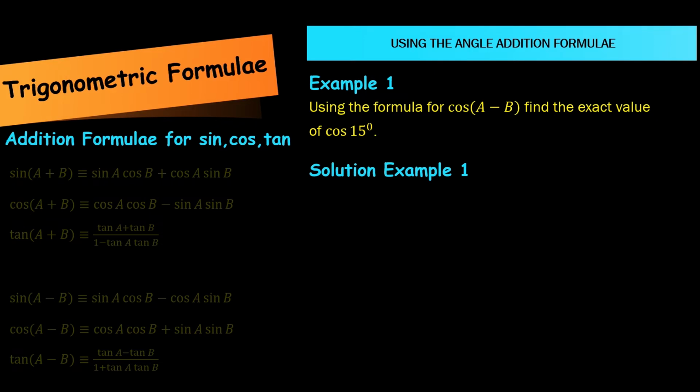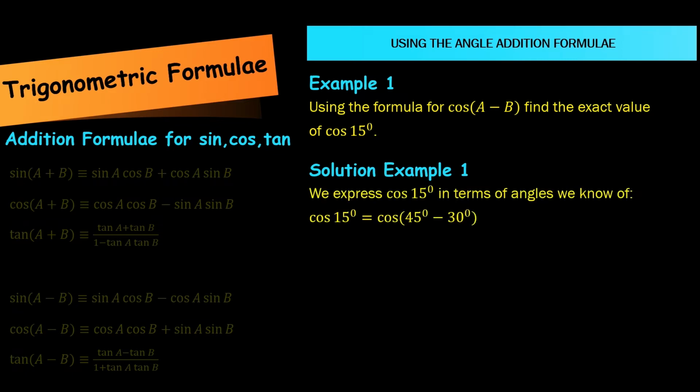So let's solve this. In this example, we're required to use the formula for cos(A − B) to find the exact value of cos 15 degrees. We begin by expressing cos 15 degrees in terms of angles we do know of. So, cos 15 degrees can be written as cos(45 degrees − 30 degrees).